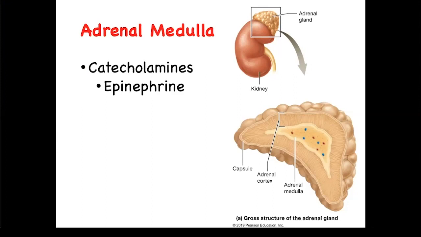Approximately 80% of the hormones released by the medulla are epinephrine. The remaining 20% are norepinephrine. Epinephrine is known as adrenaline. Epinephrine and norepinephrine are identical to the neurotransmitters by the same name that are released by the sympathetic nervous system. What stimulates the release of these catecholamines are sympathetic action potentials.